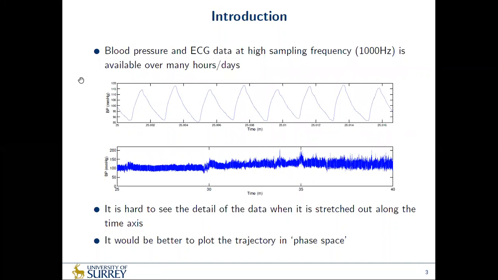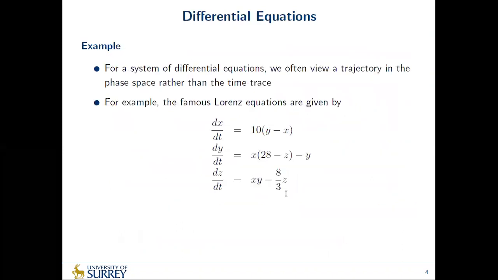Blood pressure and ECG data can be sampled at high frequency, and over many hours or days. For example, 1,000 hertz, 1,000 data points a second. If you zoom in, you can see some detail, but this is just 15 minutes of data, and you can see no detail there at all. The problem is this data is stretched out along the time axis. If we plot the data in the phase space, then it gives us a bounded view of the data.